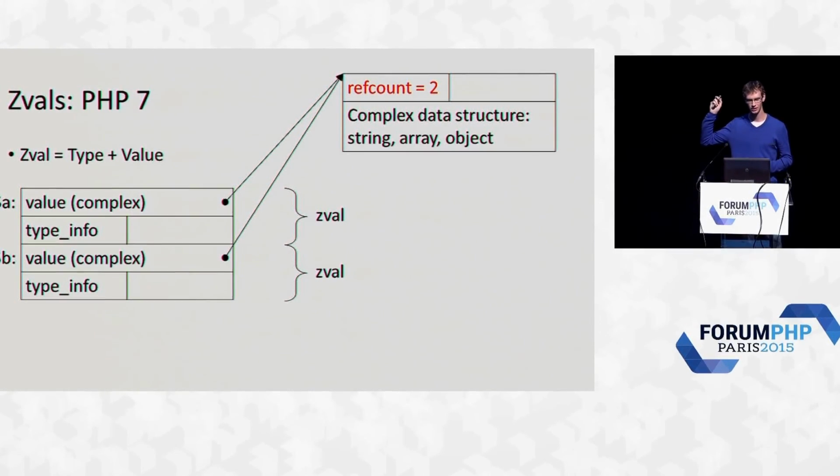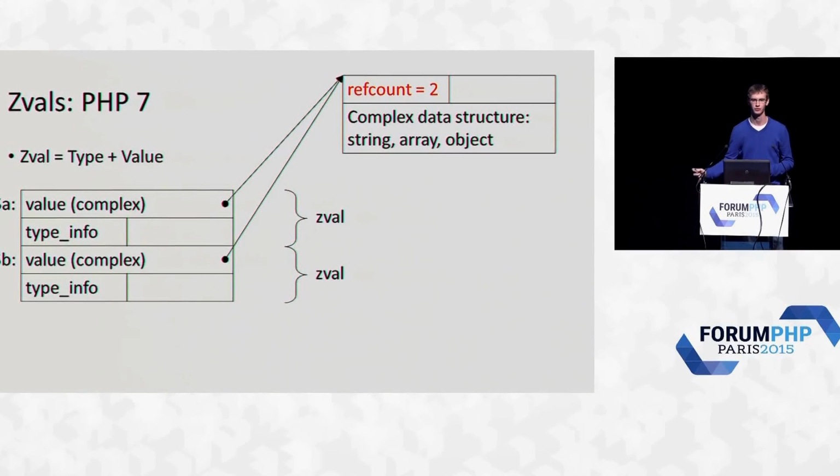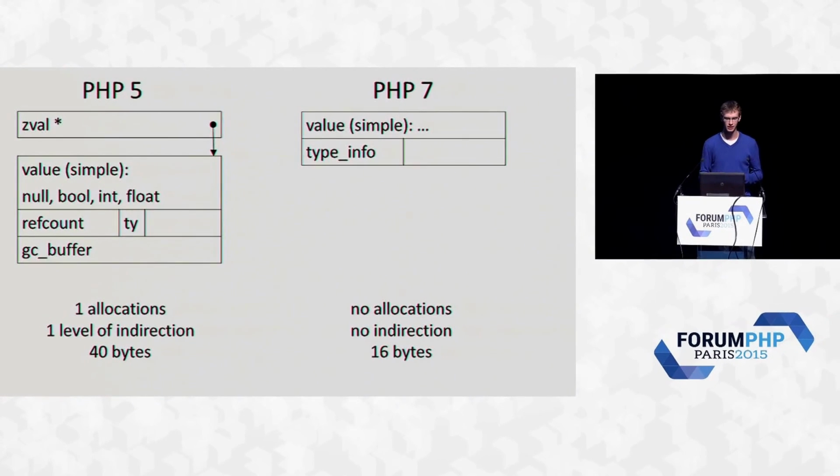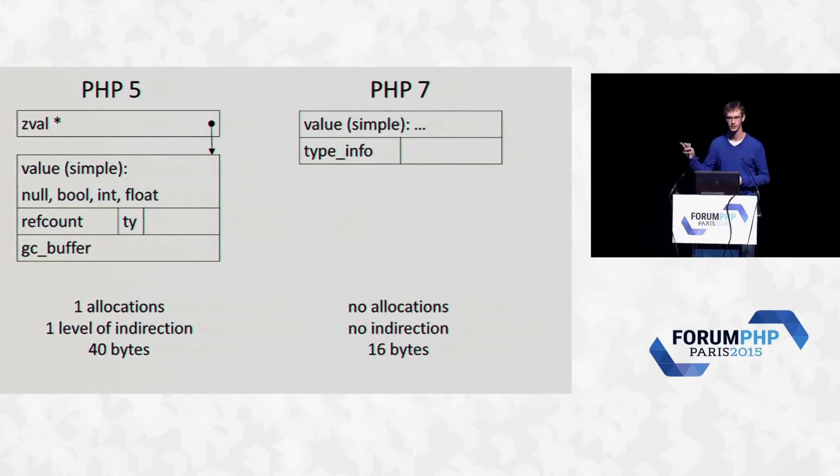And that's really the fundamental change in PHP 7. So here is a side-by-side comparison, PHP 5 on the left, PHP 7 on the right, for a simple value. And in this case, the PHP 7 implementation is really as simple as it gets. So you have only this small, tiny data structure which holds a type and a value and nothing else.